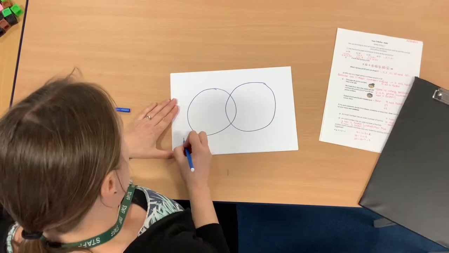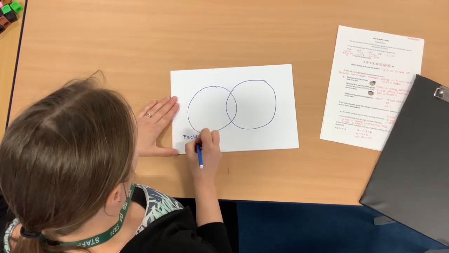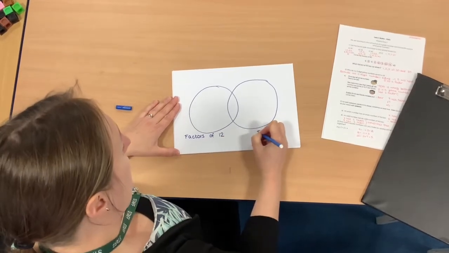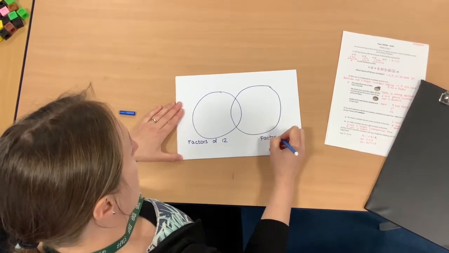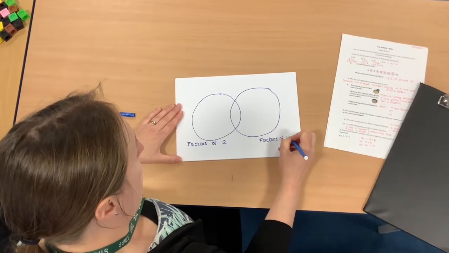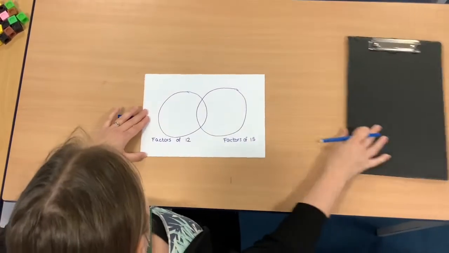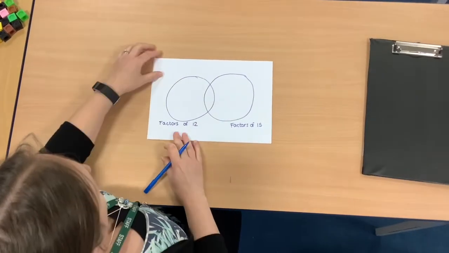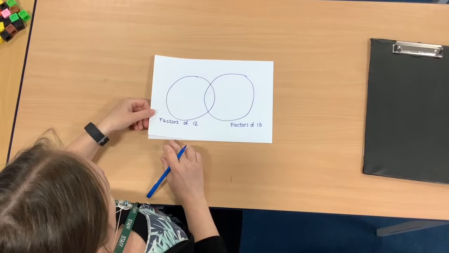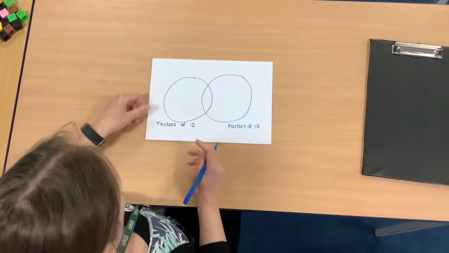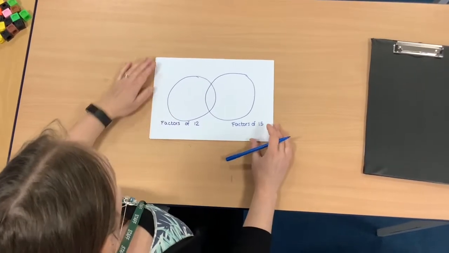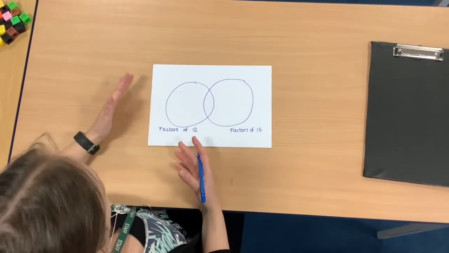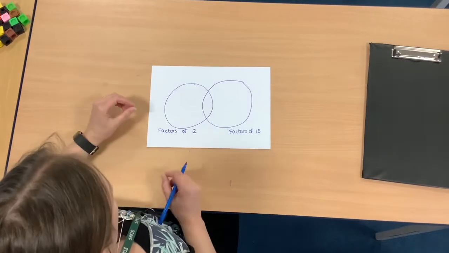So I'm going to put in this circle all the factors of 12, and in this one, I'm going to put all the factors of 15. So I want to find the common factors of 12 and 15. What I could do to help me is write out the factors of those numbers first. If you find that useful, you can absolutely do that. Or you can just use your knowledge of times tables to help you if the number's quite small. If the numbers were bigger, you probably would want to do your factor pairs first.